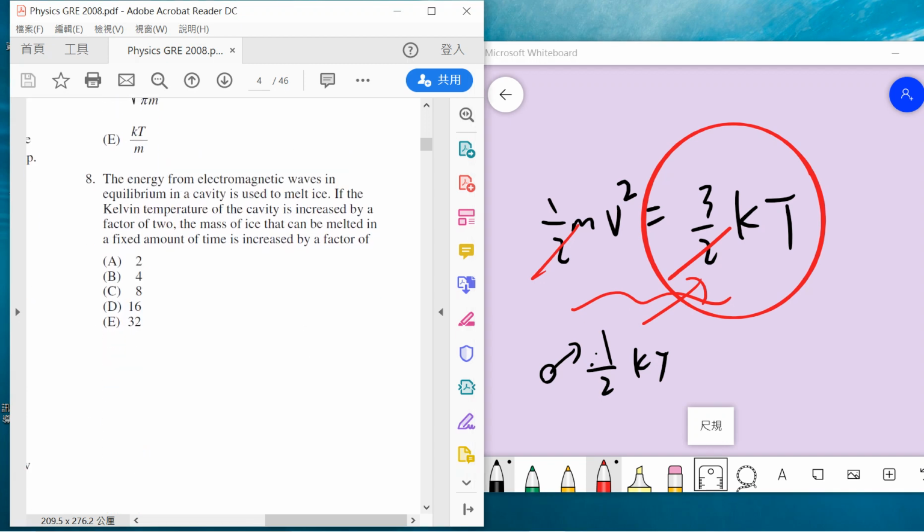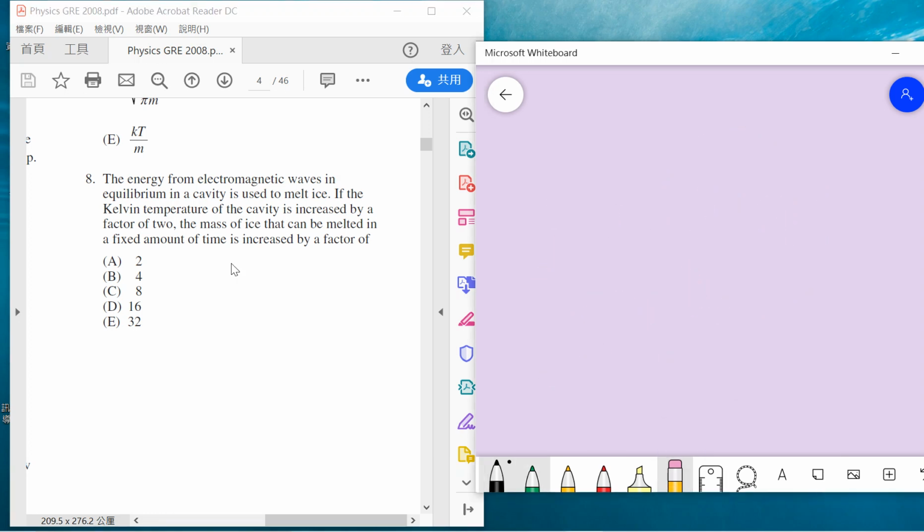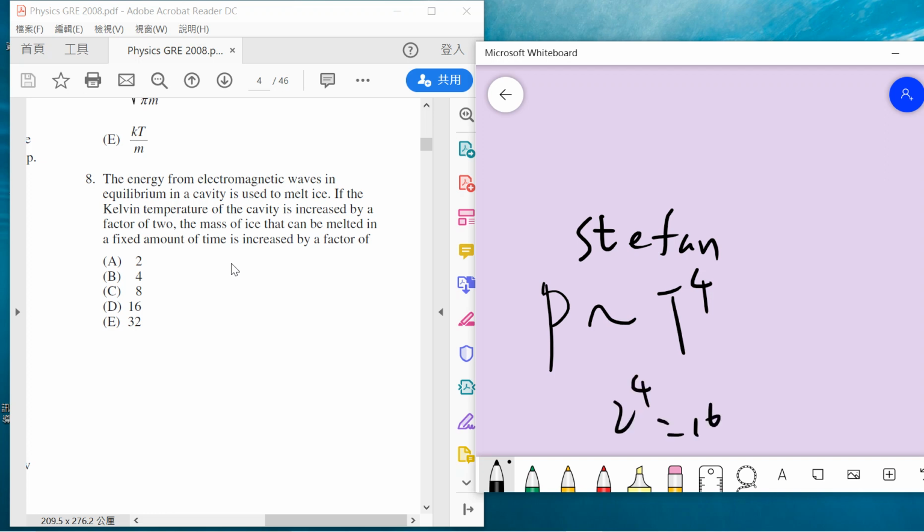Okay, and number 8 says that the energy from the electromagnetic wave in an equilibrium cavity is used to melt ice. It asks about the temperature in Kelvin increased by 2 and the mass of ice. Basically this is Stefan's law. Let me remind you guys that Stefan's law says the power is proportional to T to the fourth. You need to remember this fact. So the answer is 2 to the fourth, which is 16.